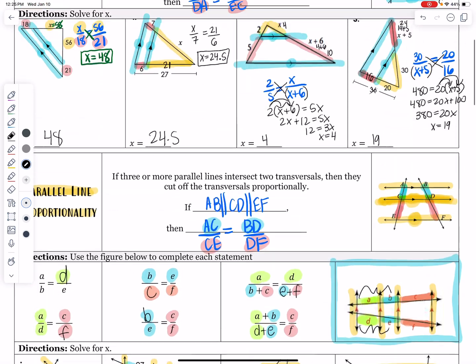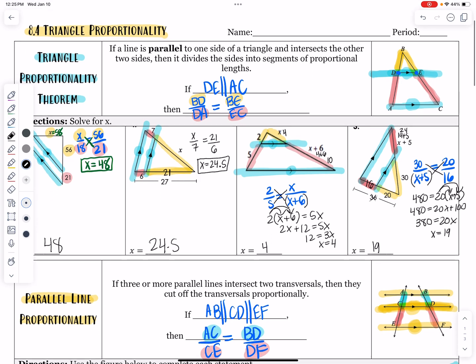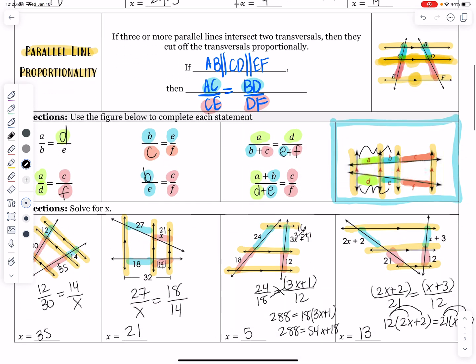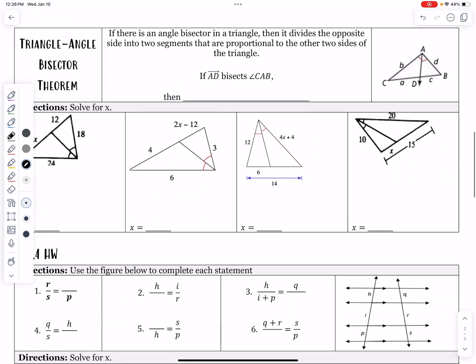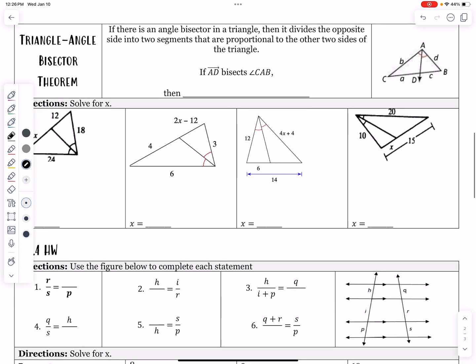So we have done, so far, triangle proportionality theorem, parallel line proportionality, and last but not least, we're going to have a triangle angle bisector theorem. So remember that an angle bisector splits an angle in half. So obviously, since we're looking at a triangle, one of these 3 angles is going to be split in half by a ray or a segment.